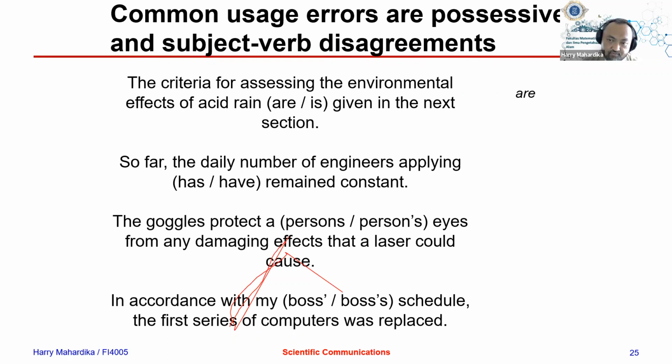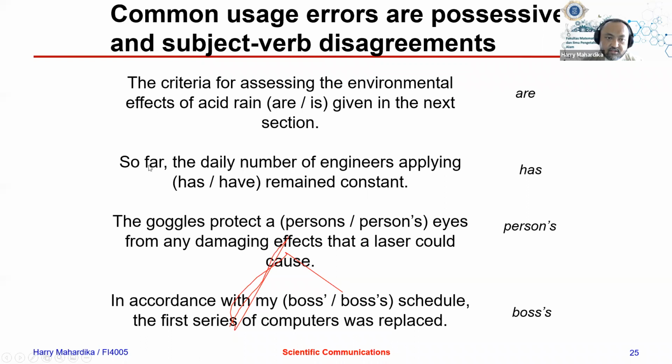So here, I'm just going to spoil the corrections. The criteria for assessing the environmental effects of acid rain are given in the next section. The criteria is considered plural, so we use "are" over here.